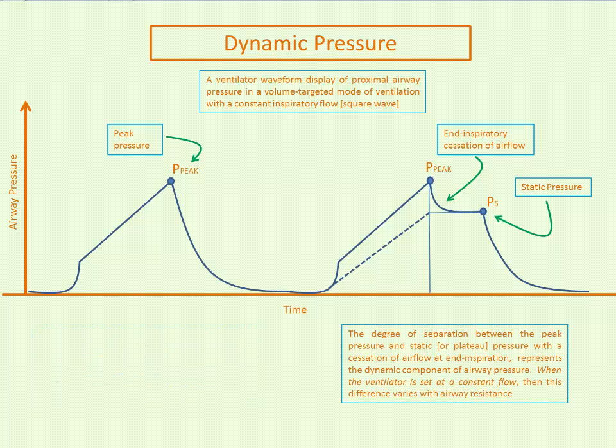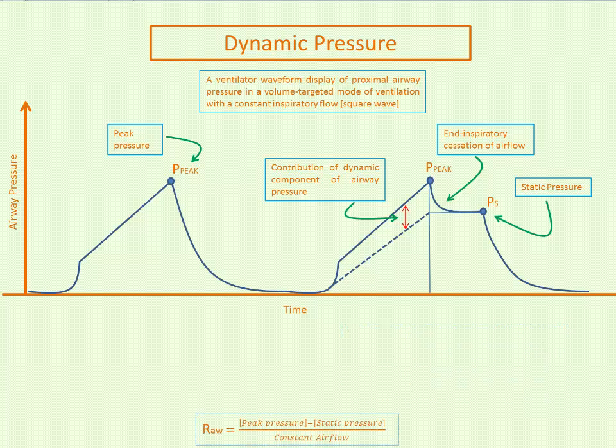So, as I mentioned, the degree of separation here, again, this red is dynamic. This defines the dynamic component of airway pressure at the proximal trachea. Again, highlighted when the ventilator is set at constant flow. I can't say it enough. That's what can help pictorially represent the dynamic component of airway pressure. And there's an equation that can be used to calculate the actual airway resistance, and it makes sense. It's the peak pressure less the static pressure, over the flow, and it's a constant airflow.